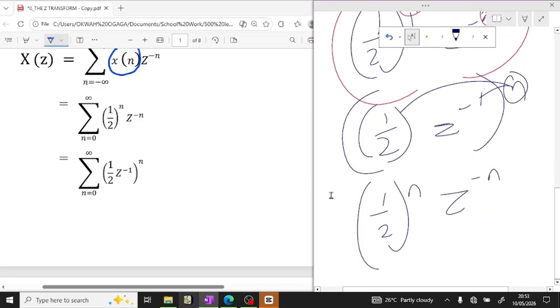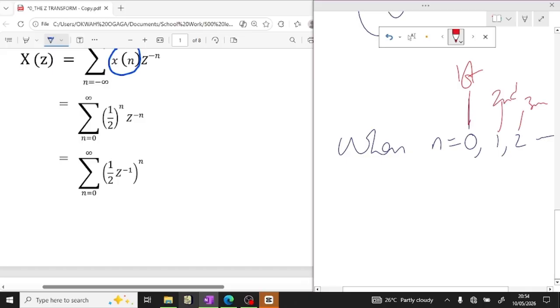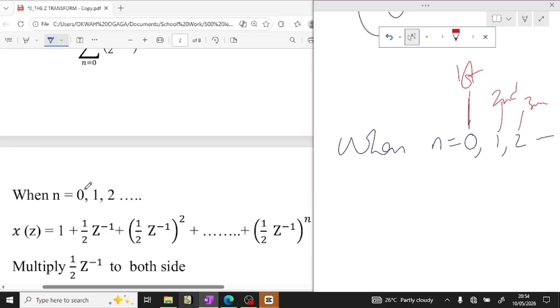So after that has been done, since we now have an expression with n going from 0 to infinity, we can say when n is equal to 0, 1, 2, and so on. This is the first term. This is the second term. This is the third term, and so on. So look at this now. Yes, this is what they have here. When n is 0, when n is 1, when n is 2, and so on.